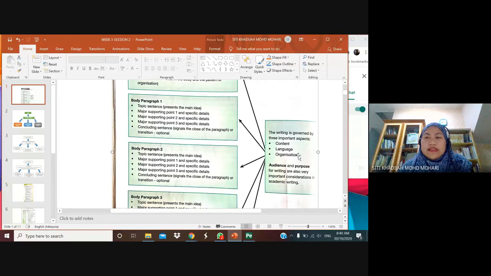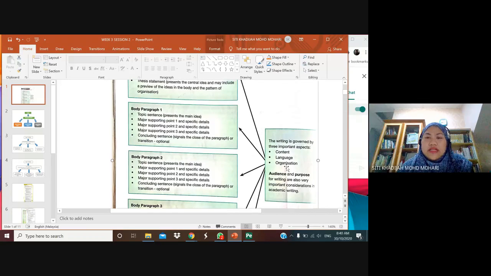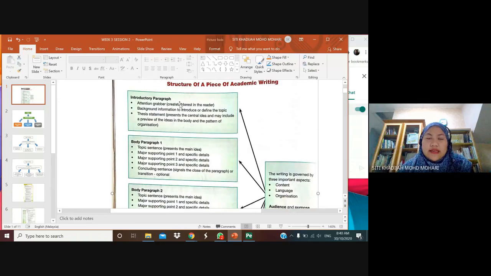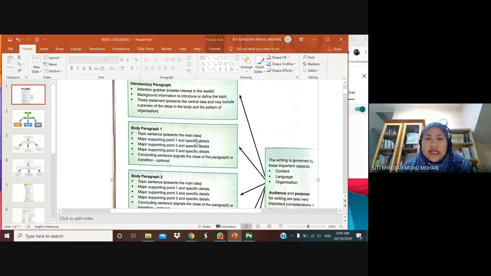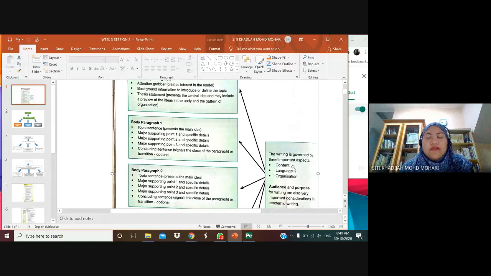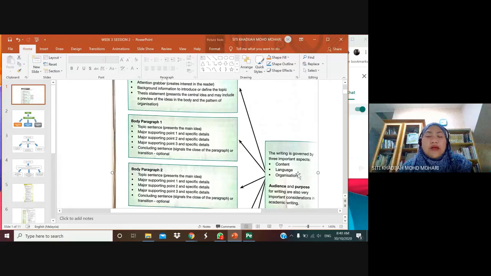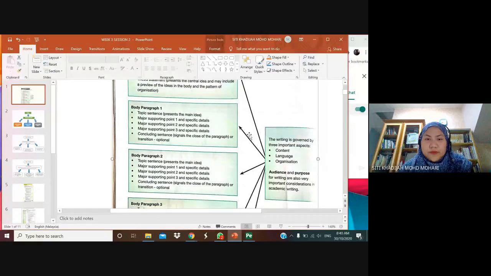And third is the organization. For the organization, as long as you adhere to the structure, you have the attention grabber, you have the thesis statement, topic sentence, and then you put it in nice paragraphs with the indentation, and so on. I believe that you are going to get high marks for the organization.